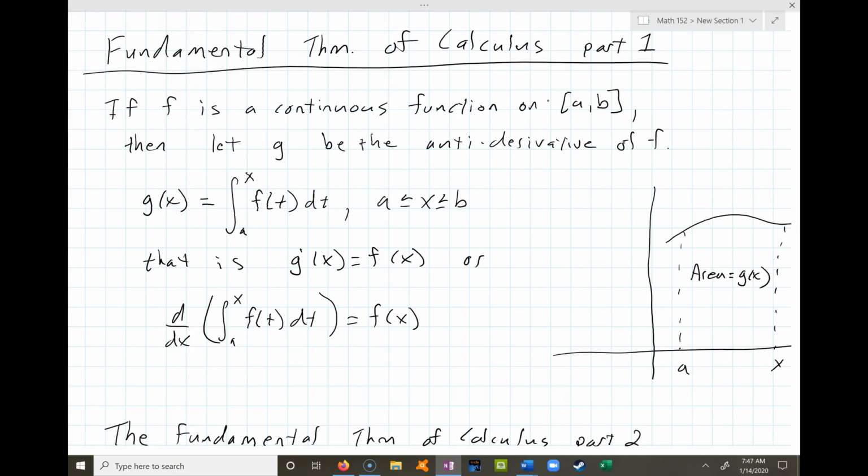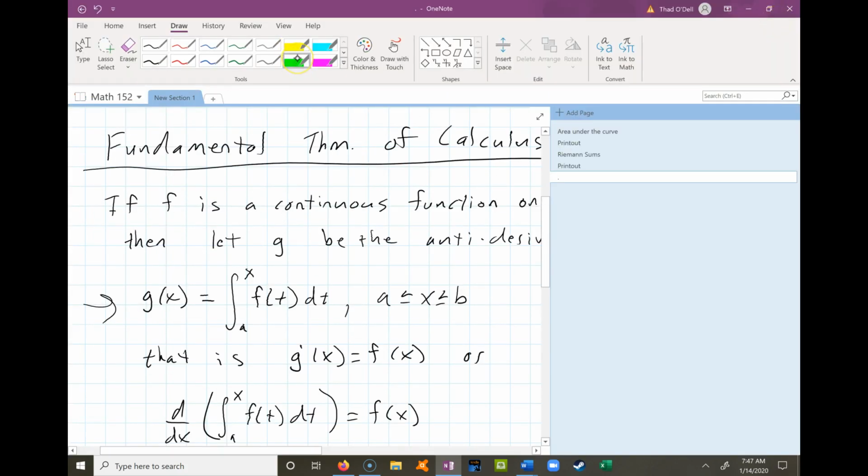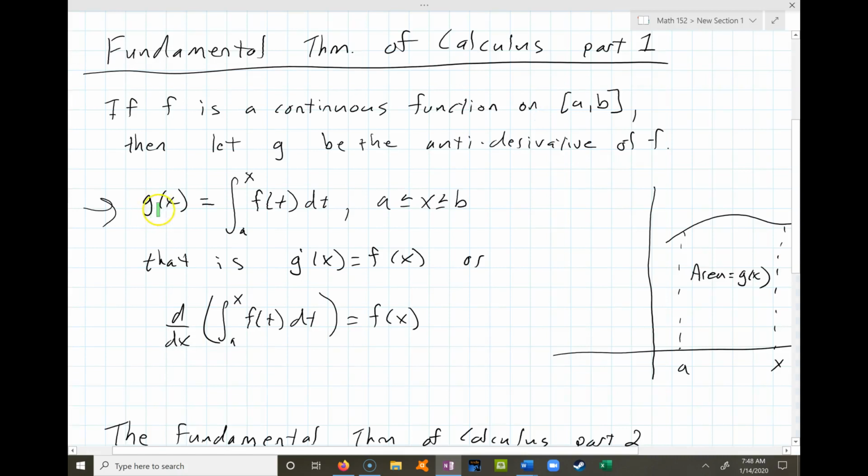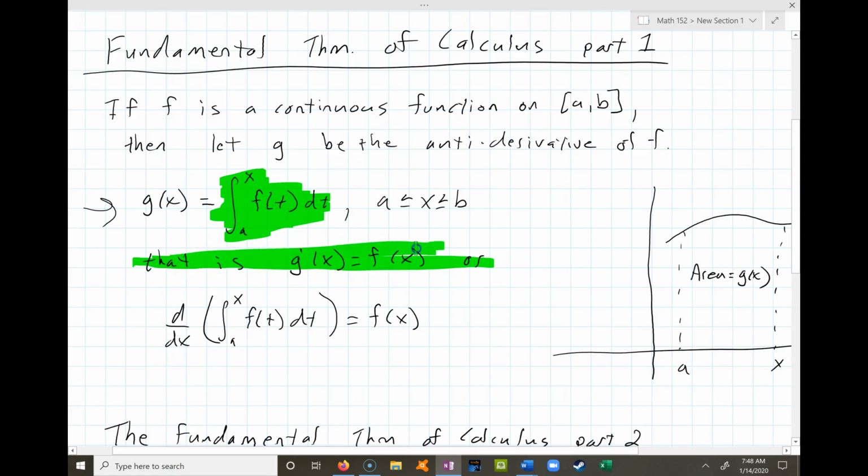Do you all remember what an antiderivative is? An antiderivative just undoes a derivative. So essentially g of x is defined by this integral. There's that little integration symbol again. In layman's terms, g prime of x is f of x. Another way to say it is if you take the derivative of this integral, you will get back to f of x.